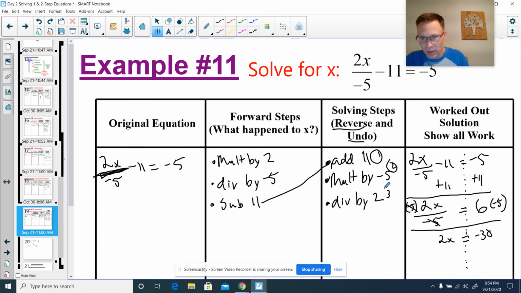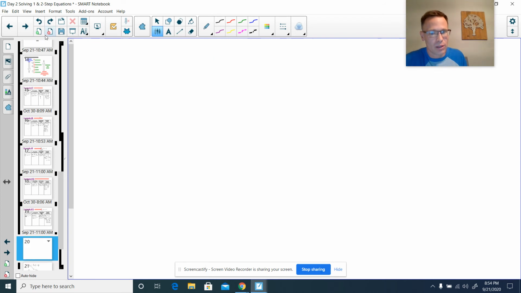Then the last step here, the third step, is actually divide by 2. So what we end up with is x is equal to -15, and that is the final answer. Now, I do want to show how you can do this in a faster way in 2 steps by thinking of this as a fraction, okay?